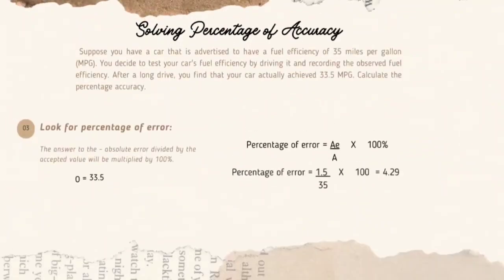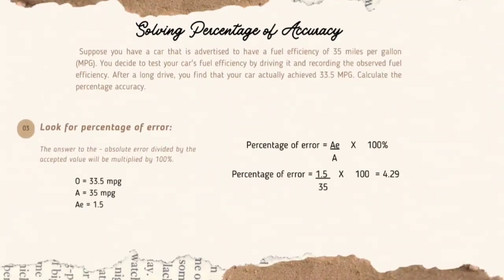We will use this to find the percentage of error by dividing the absolute error, 1.5, by the accepted value, 35, then multiplying it by 100. And the answer will be 4.29. You can round it off to 2 or 3 decimal places.